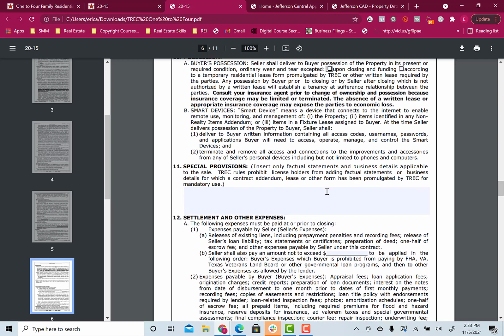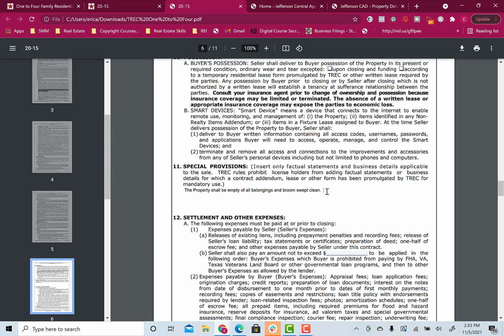Then here is special provisions. I recommend in special provisions that you say the property shall be empty of all belongings and broom swept clean. That is very rarely done by sellers unless it's very specifically said that, hey, you're going to get everything out and it's going to be broom swept clean.